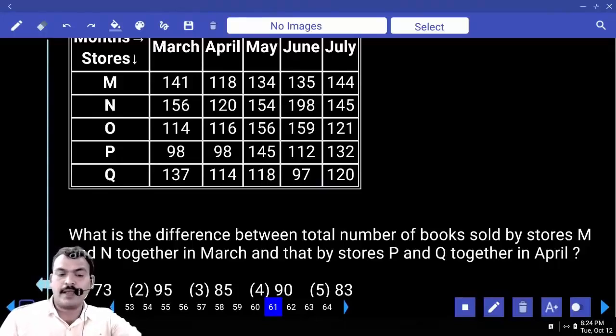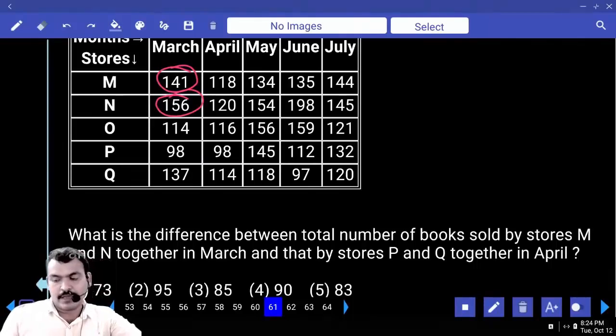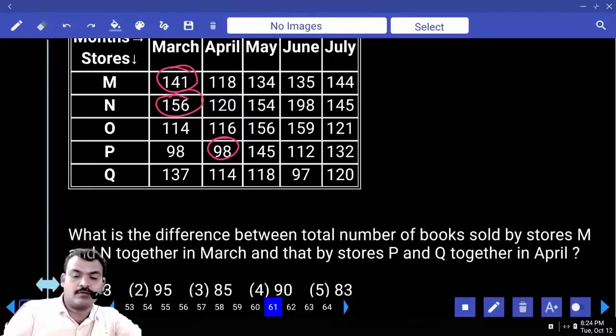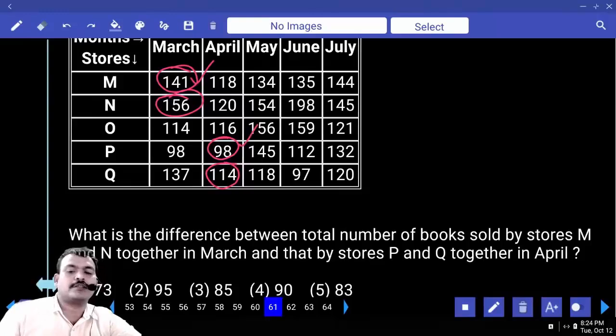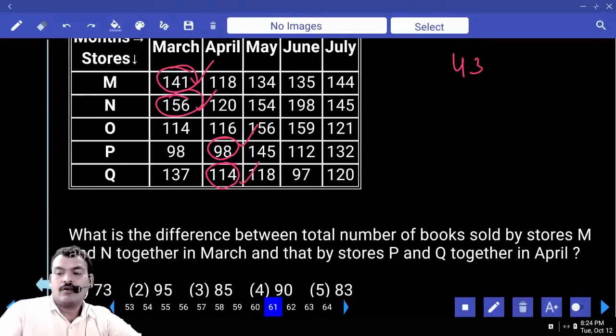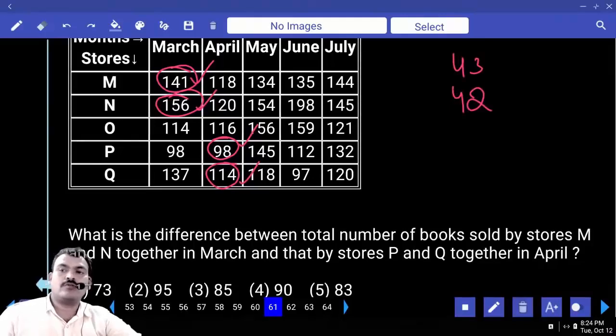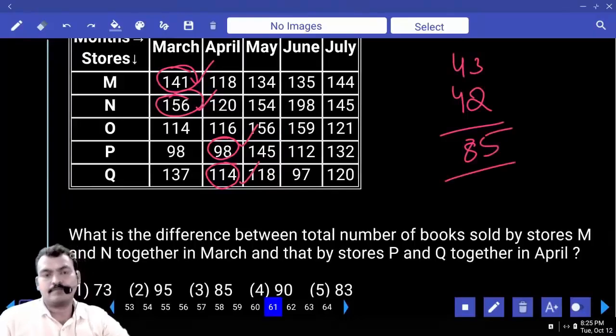What is the March value of M and N? What is the M value in March? 141. N value in March? 156. And in April, what is the P value? 98. What is the Q value? 114 or not? We require the difference between these two sums or not? First, 141 and 98. Difference is 43 or not? Next, what is the difference between 156 and 114? 42. These two are added, we get the overall difference or not? What is the difference? 85.